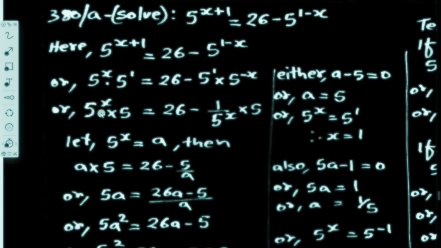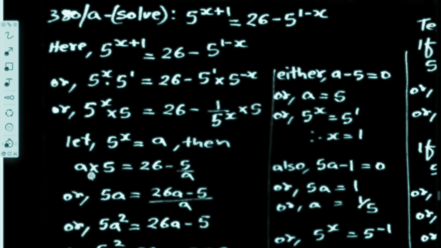Or 5^x into 5 equals 26 minus 1 by 5^x. This minus x, 5 power minus x means 1 by 5^x. Here, to make our calculation easy, to make our process short and simple, we should replace 5^x as a. Let 5^x equal a.